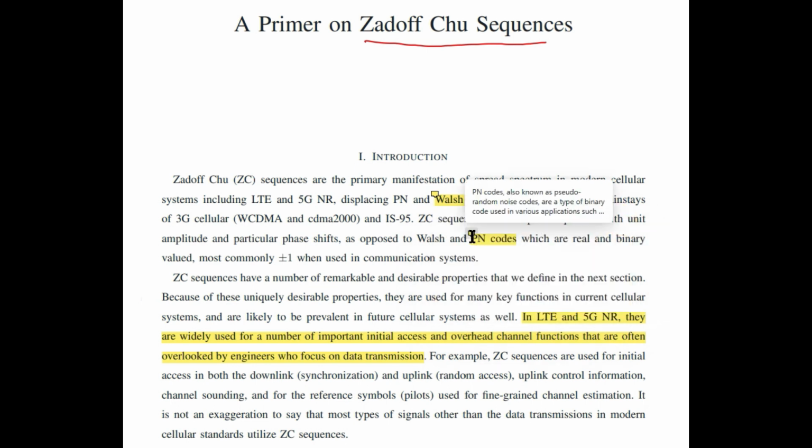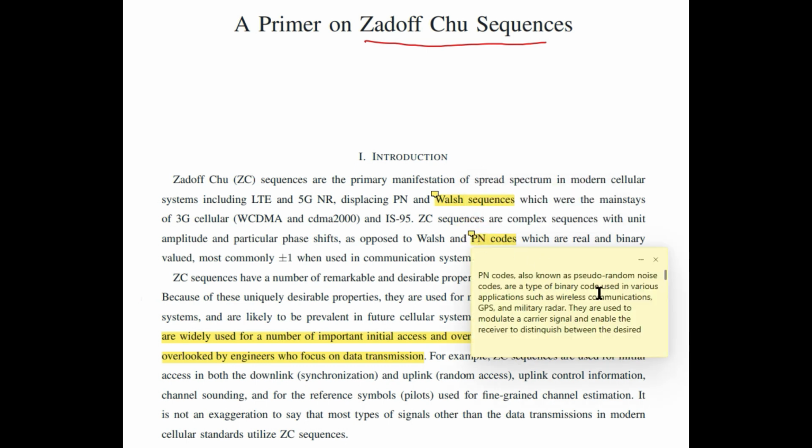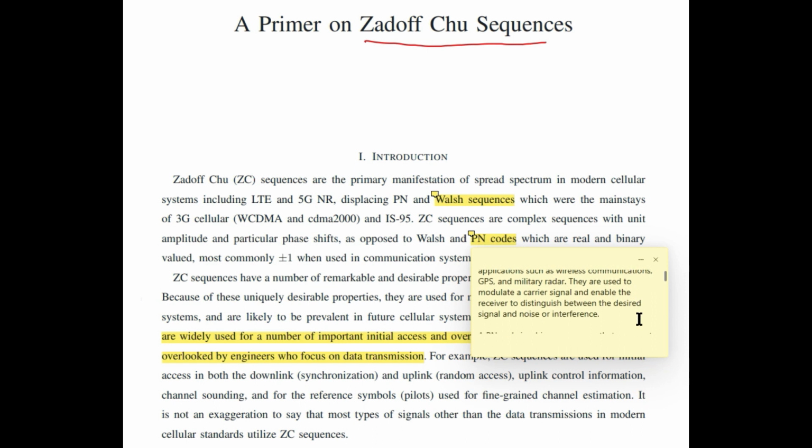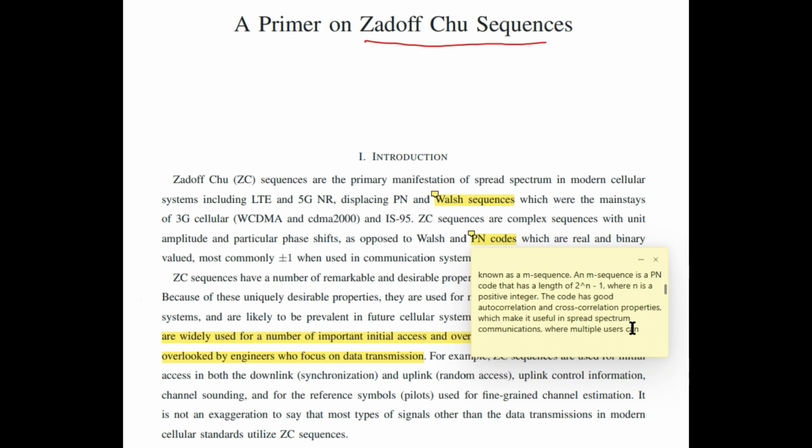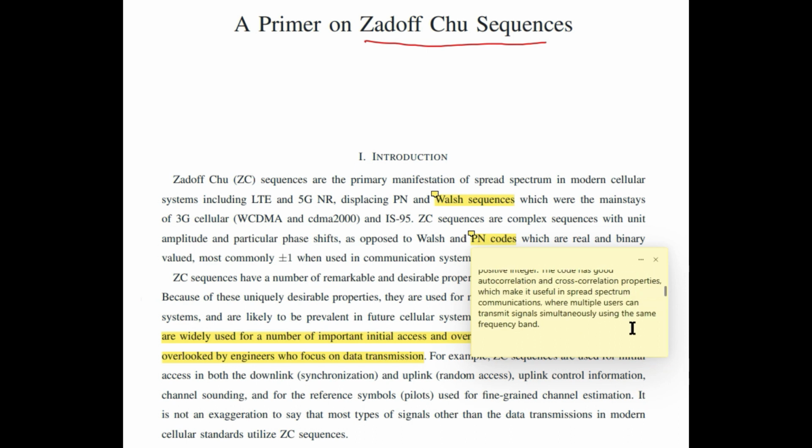And what about a PN code? PN code is also known as pseudo random noise code, and that is also a binary code. Its application is basically in wireless communication, GPS and military radar. In this case it is basically random, but it is generated by some deterministic algorithm. Okay, so its length will be 2 to the power n minus 1. M sequence is a PN code that has a length of 2 to the power n minus 1, where n is a positive number. The code has good autocorrelation and cross correlation properties.